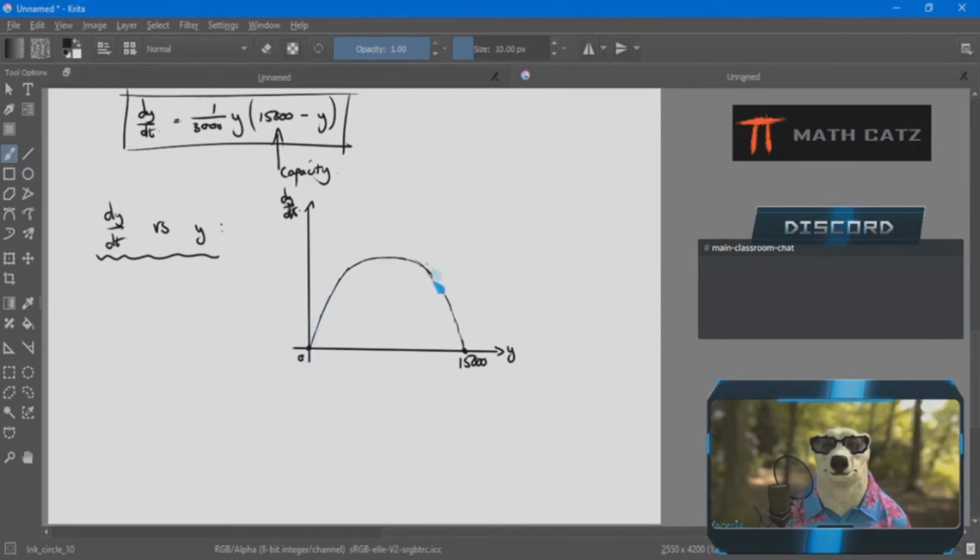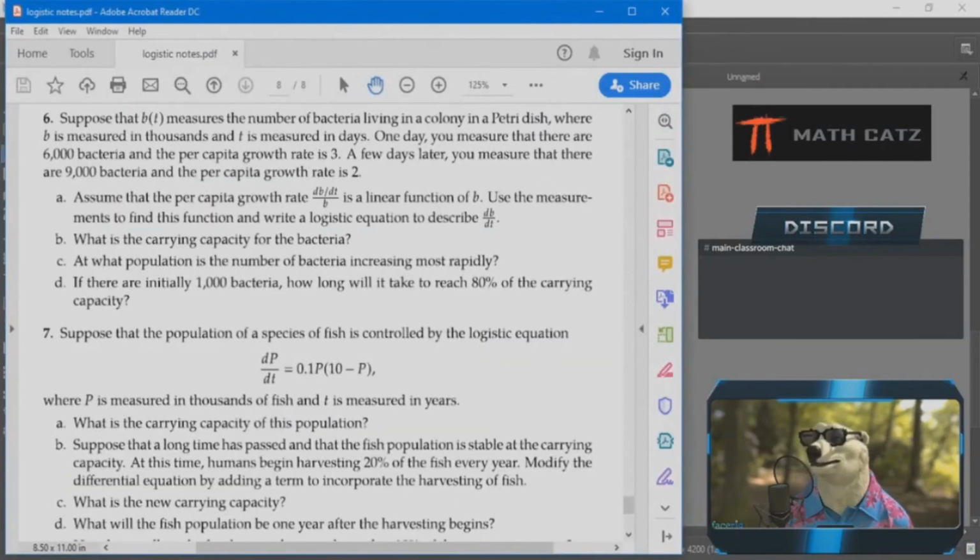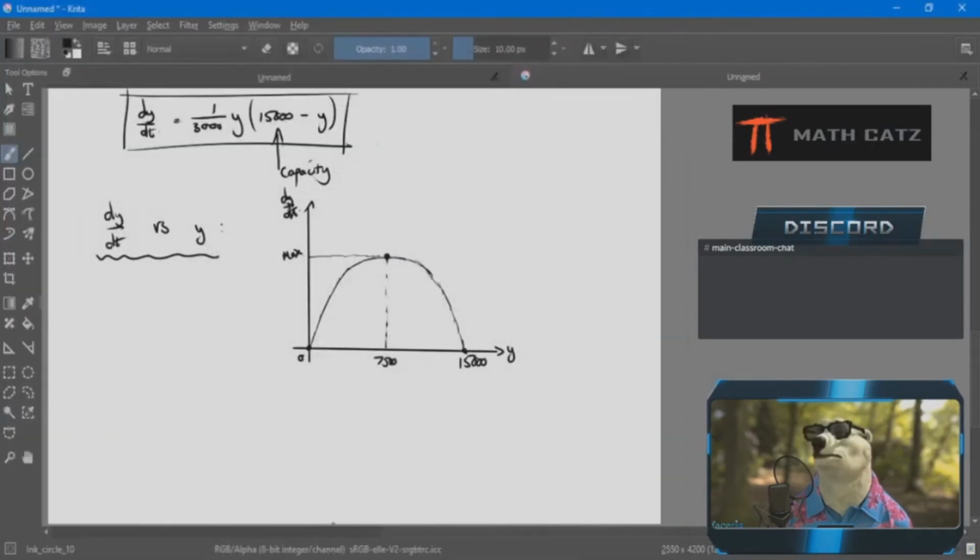So now you can see, because of the parabola, the highest growth rate is happening at this point here, which is obviously at 7,500. What is that growth rate? Well, I don't really care. It's the maximum. I can calculate it, but that's not the point. They are specifically asking, at what population do I hit that maximum?